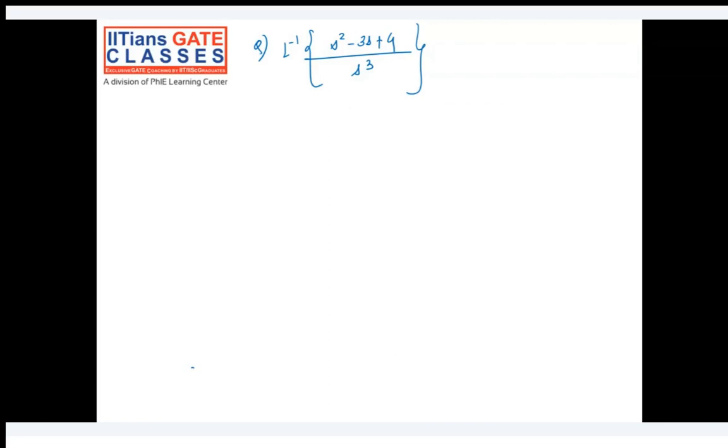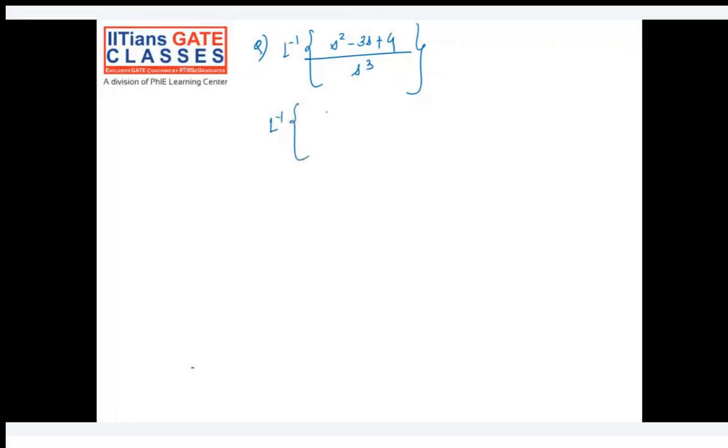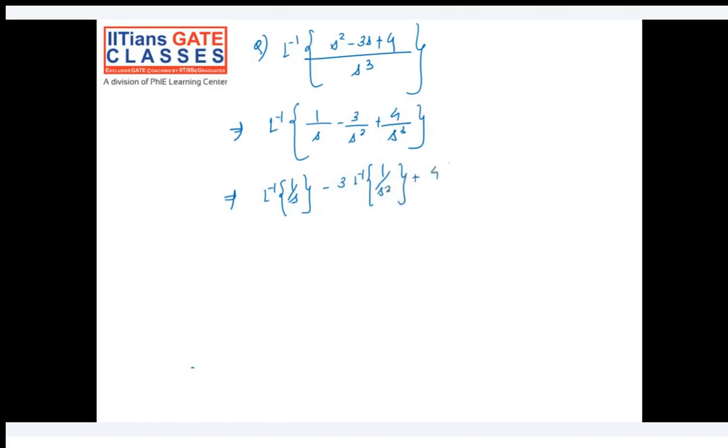Okay, let me help you out with this. Can you write it as inverse Laplace of 1 upon s minus 3 by s square plus 4 by s cube? Yes, right. So individually, we have to take the inverse Laplace. Inverse Laplace of 1 upon s is 1, 3 times inverse Laplace of 1 upon s square, plus 4 times inverse Laplace transform of 1 upon s cube.